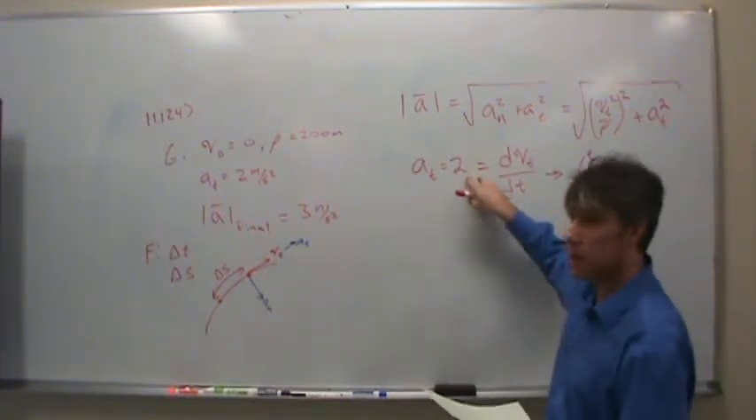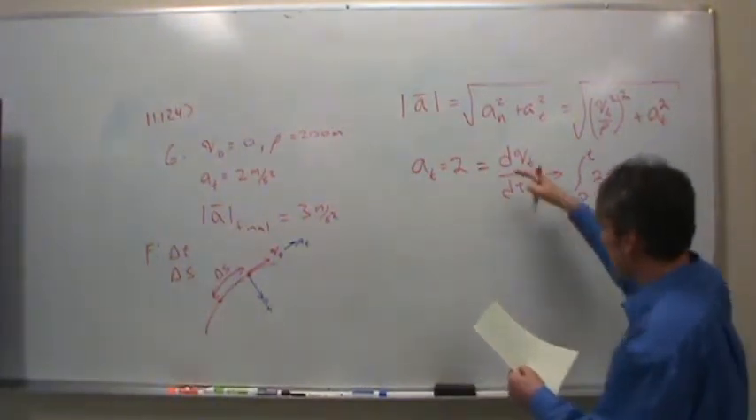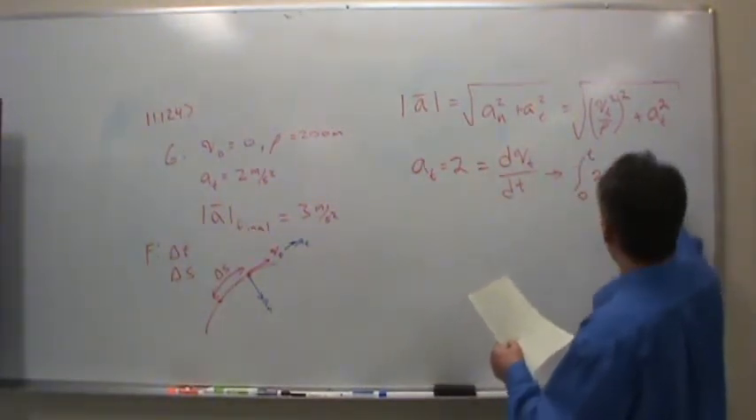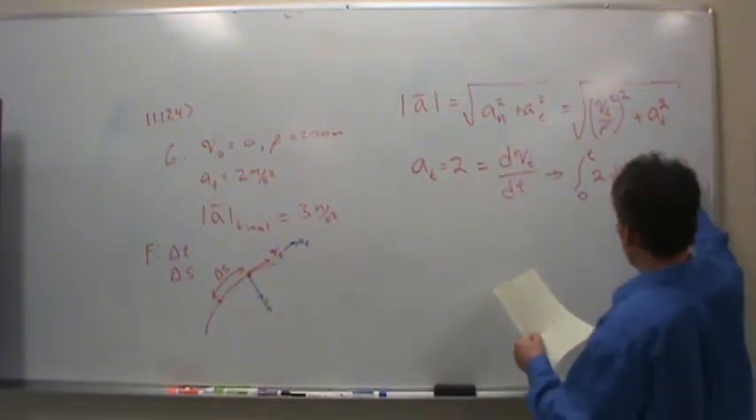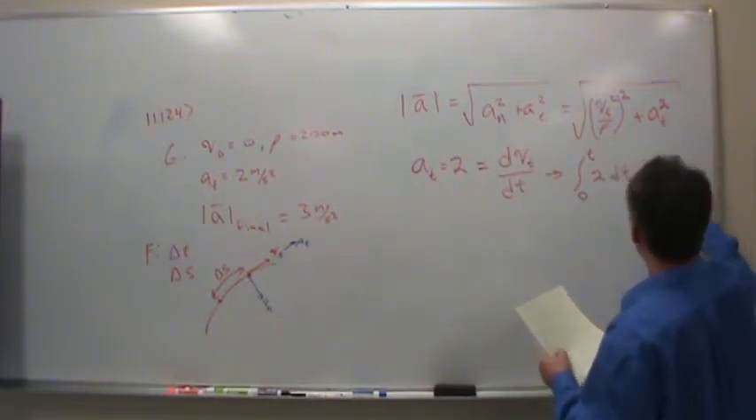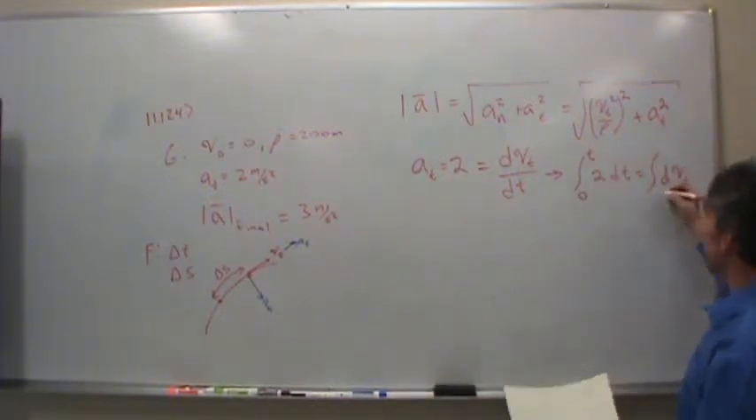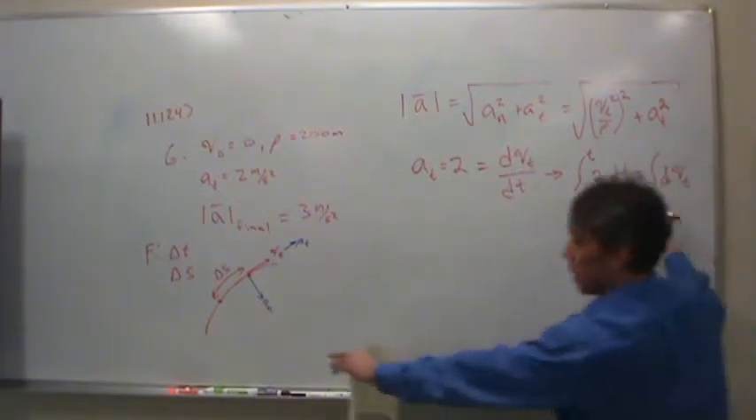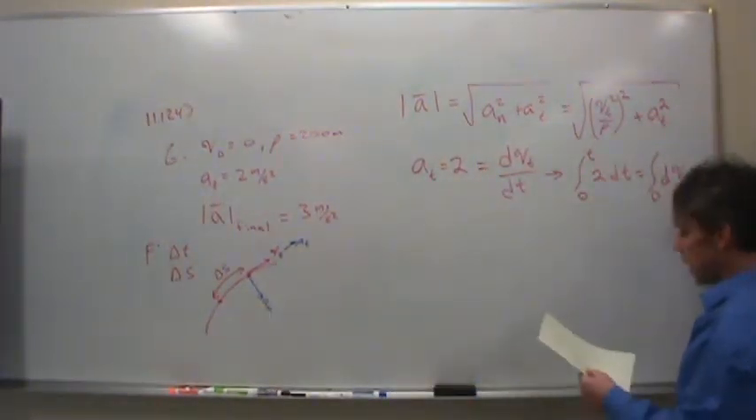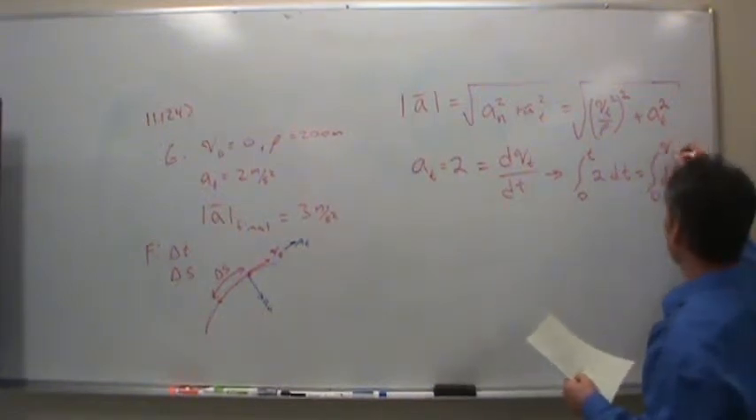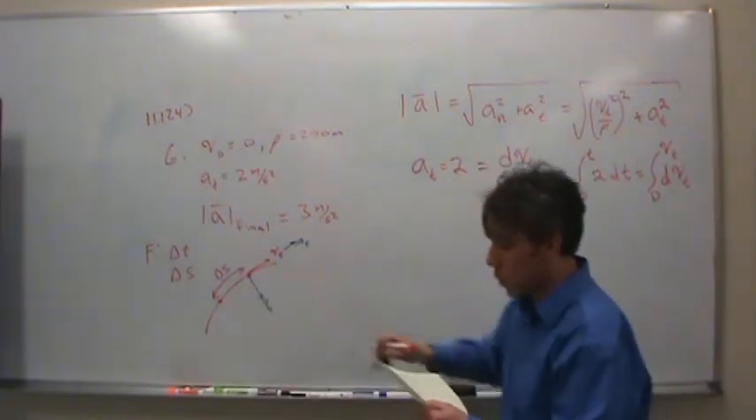I moved the dt to the other side. So it's 2 dt equals dv, and the integral of this numerator would be dv_t, and I've got to evaluate between the same limits. Well, the bus begins here with no velocity, so the tangential velocity is 0, and finally it has some tangential velocity, v sub t, at the final point here.